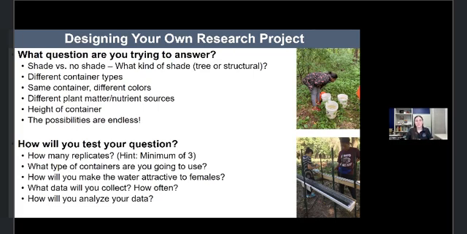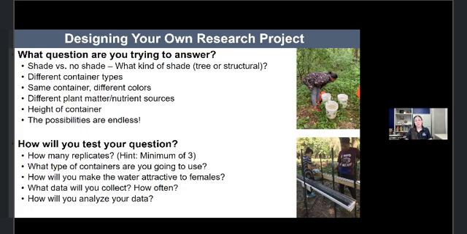Are you interested in different types of containers? Is there a difference between a big 5-gallon bucket and a small flower pot? What kind of containers are you interested in? Or do you want your containers to all be the same thing?